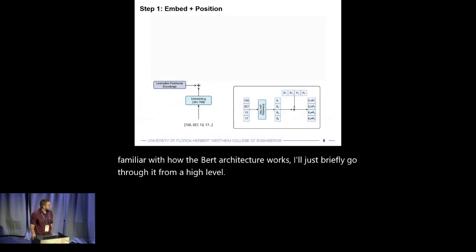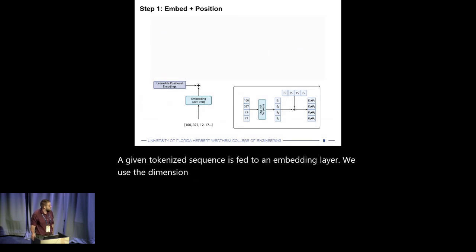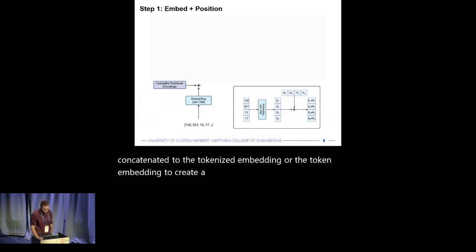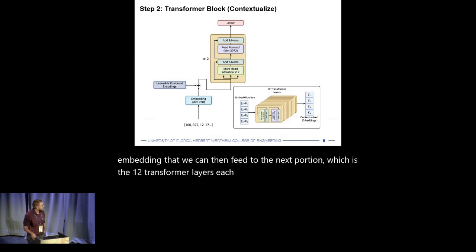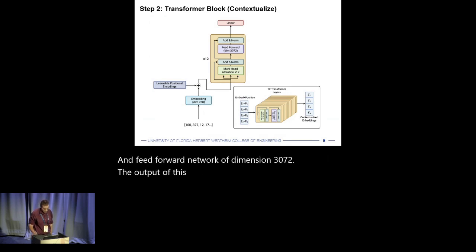A given tokenized sequence is fed to an embedding layer. We use a dimension of 768. The positional encodings are then concatenated to the token embedding to create a concatenated embedding that we can then feed to the next portion, which is the 12 transformer layers, each with multi-head attention and a feed-forward network of dimension 3072.